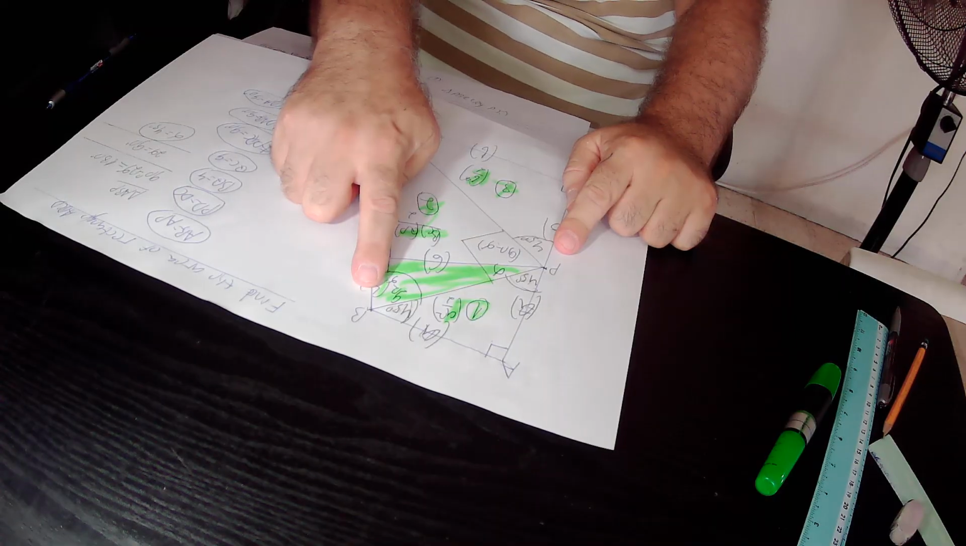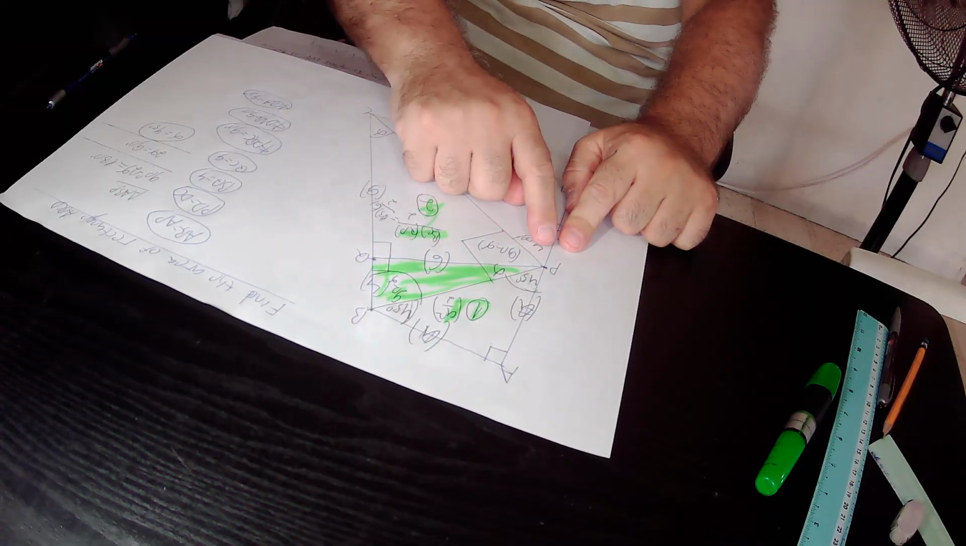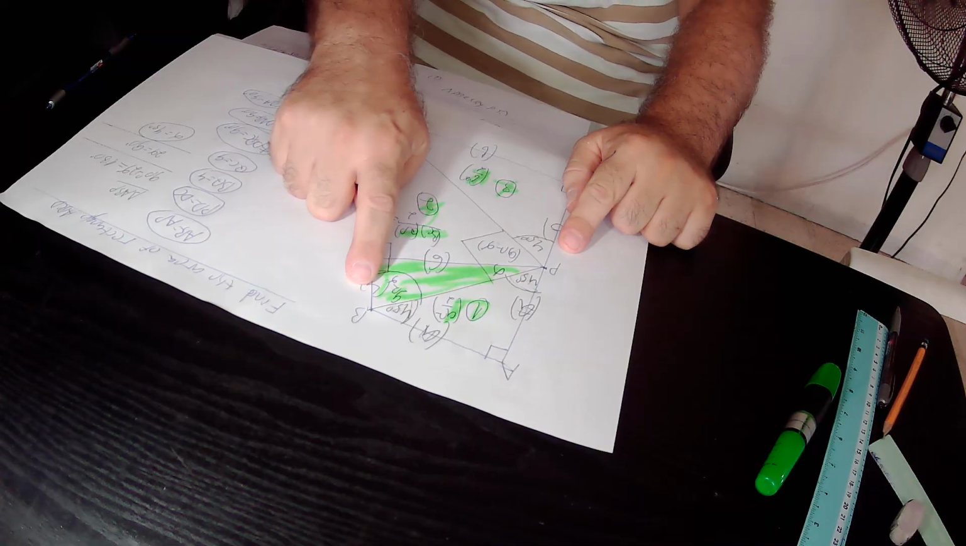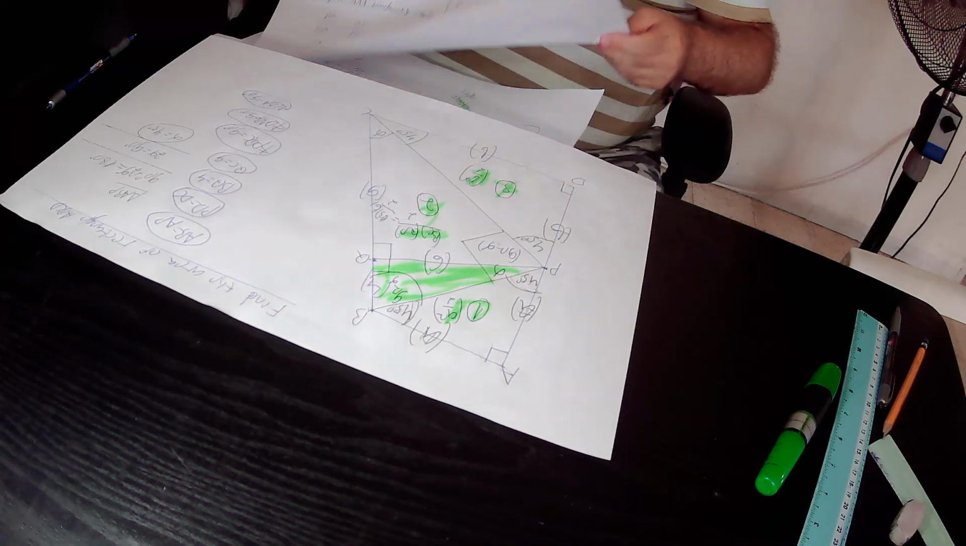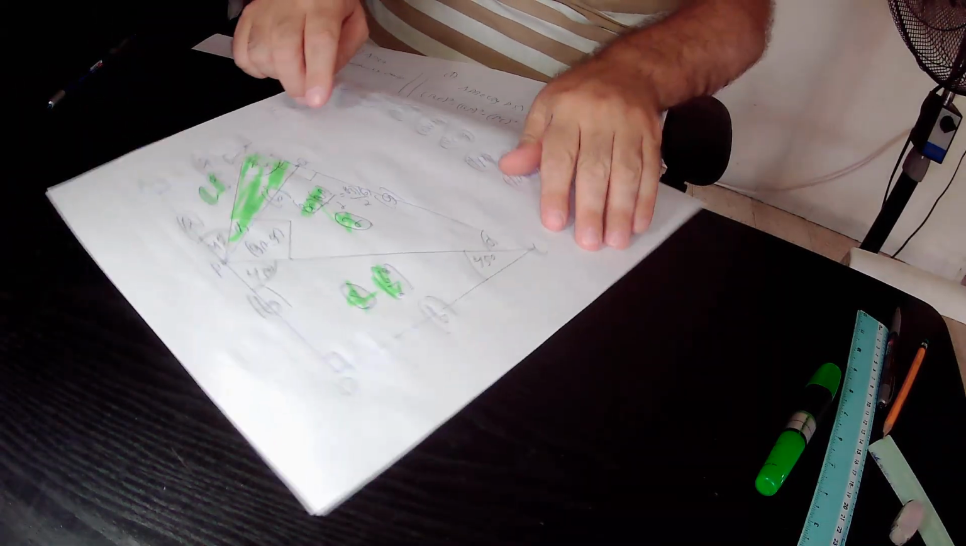In order to find out the value of BP squared, we implemented the Pythagoras theorem on the right small triangle PAB. According to the Pythagoras theorem on the right small triangle PAB, A squared plus A squared equals BP squared. So in total, BP squared equals 2A squared, plus PC squared. What is the value of PC squared?